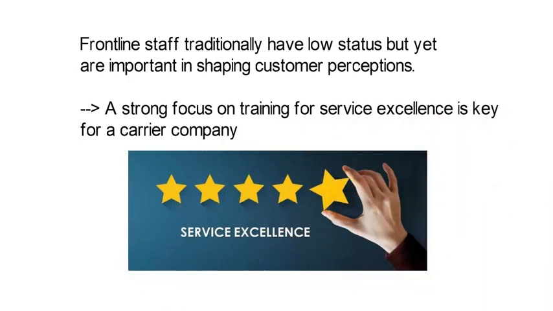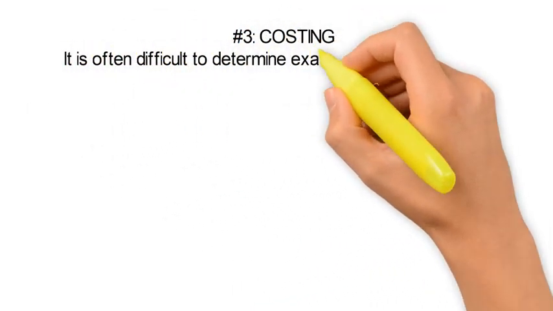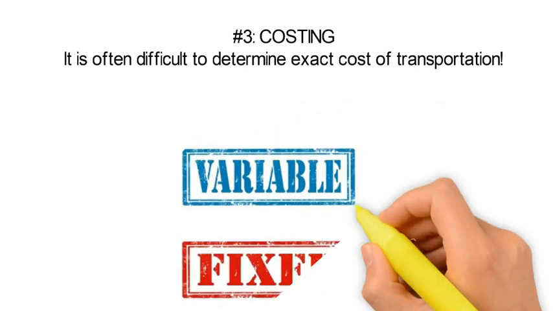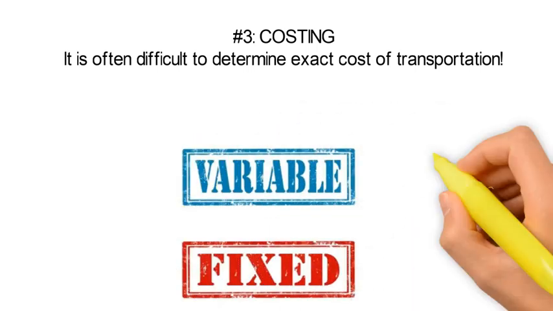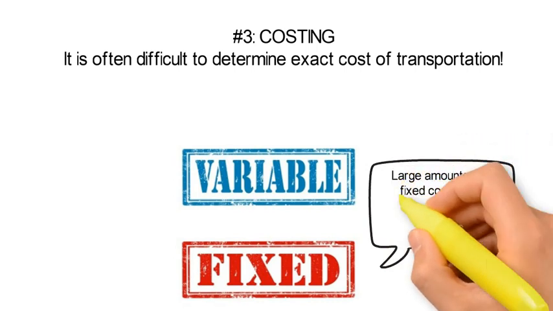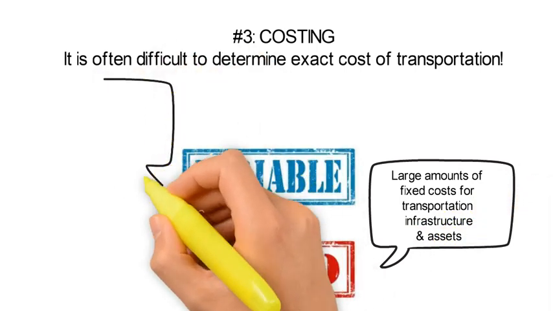Last but not least, costing can be very ambiguous for a global carrier. It is often difficult to determine exact costs due to the combination of high fixed infrastructure and asset costs, as well as fluctuating variable costs, which could be affected by seasonality, direction of traffic, and cargo volume, etc.